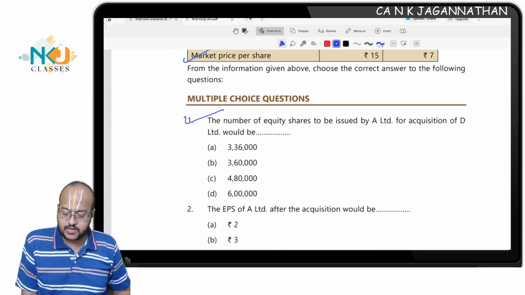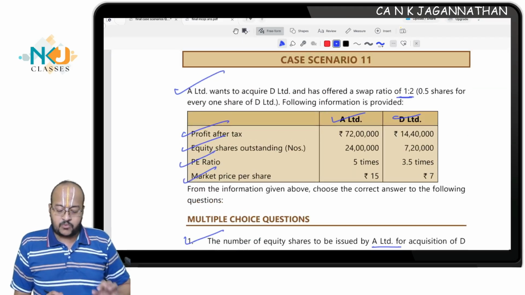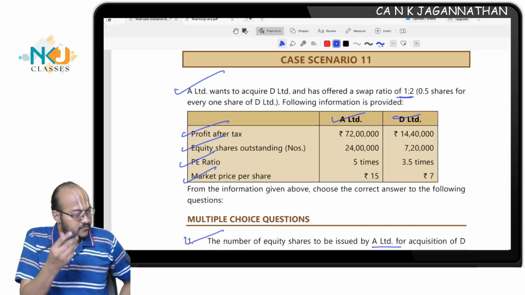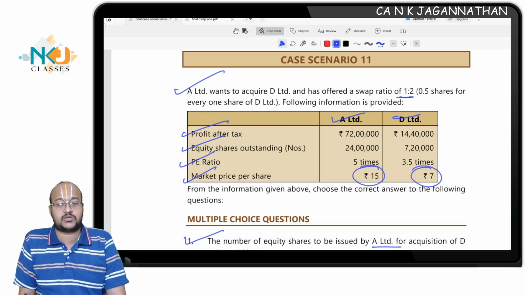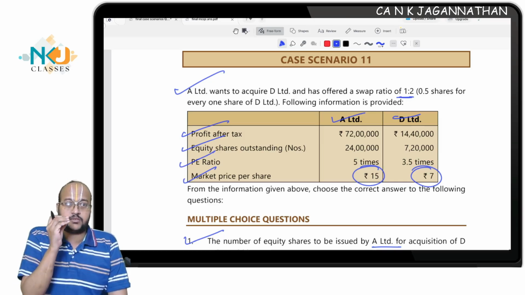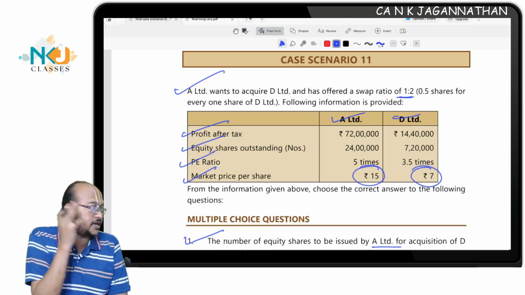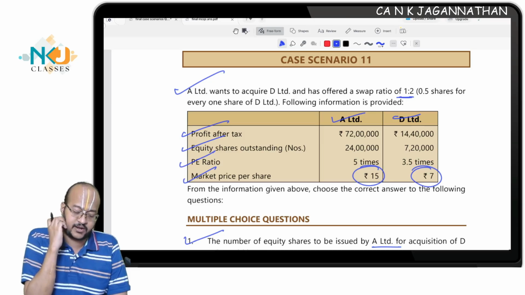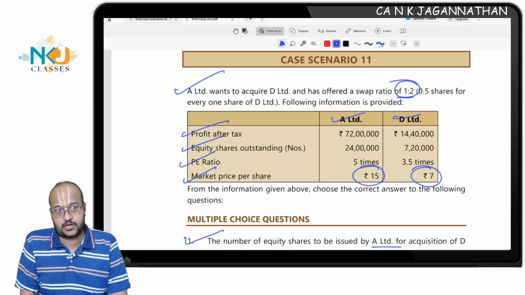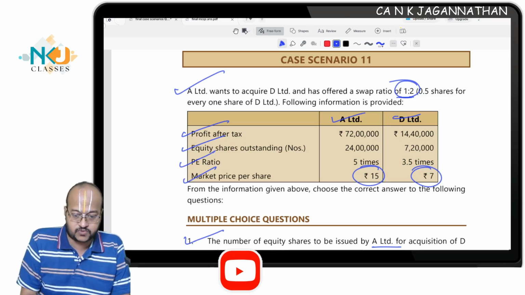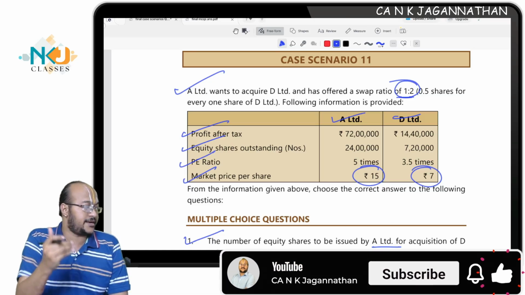The number of equity shares to be issued by A Limited for acquisition of D Limited would be, see, only one thing in this question. If you see the previous question we did, where market price per share was given, we decided the swap ratio based on market price per share. They asked what should be the fair swap ratio, so we decided like that. Here, the swap ratio is given in the question itself, which means they already decided this should be the swap ratio, and you should consider that data.